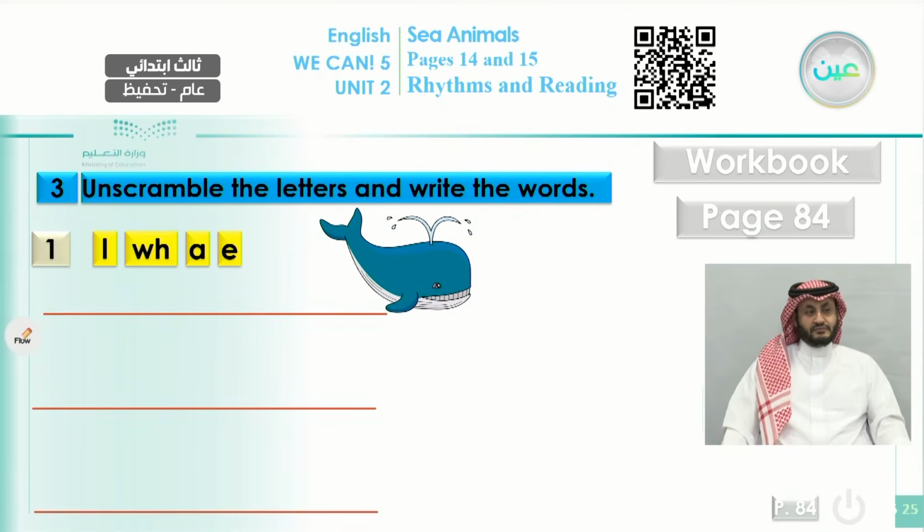Okay, I can give you a hint here. This is the picture of the animal. So yes, that's right. We start with WH. What's the next letter here? A, exactly. L, E. So this is a whale. Excellent. This is a whale.